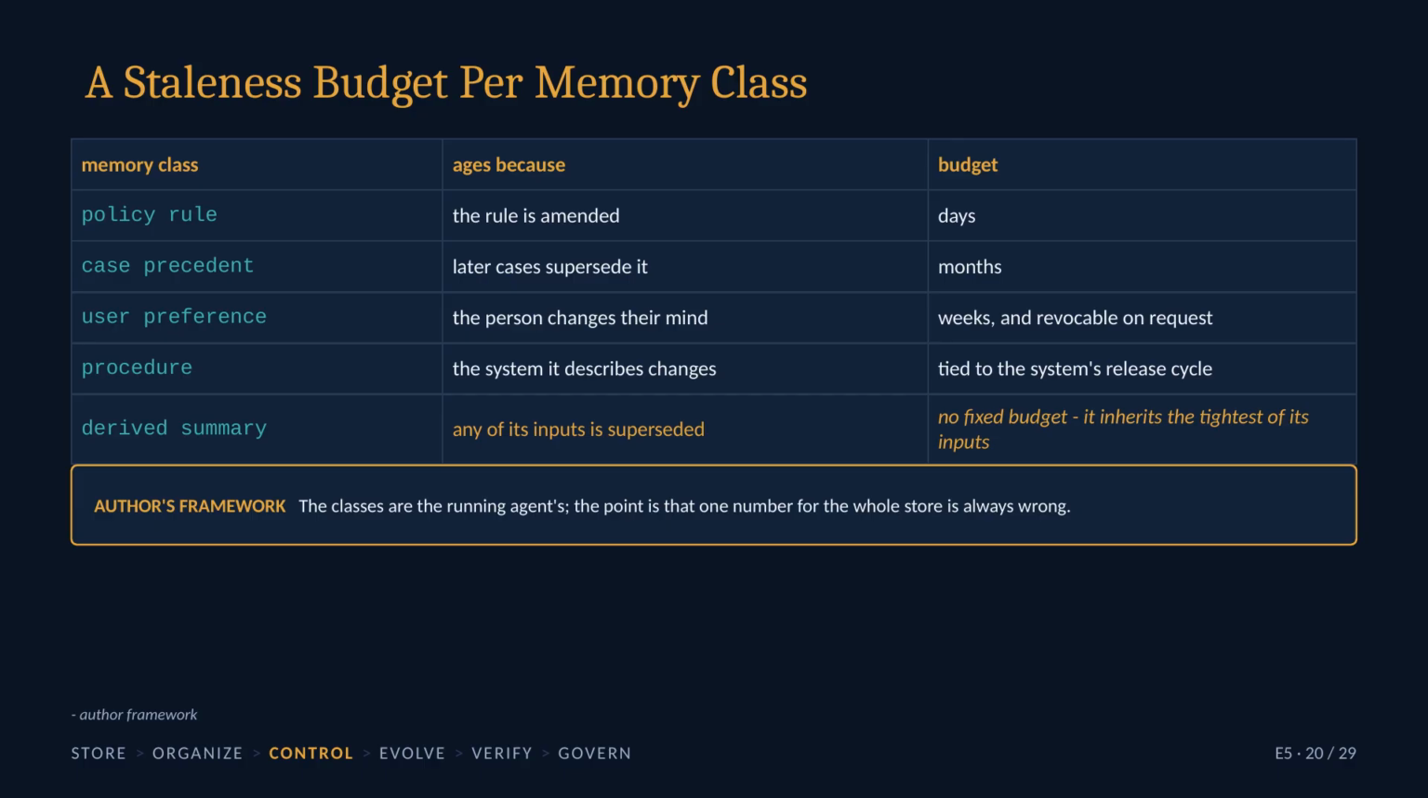Now make it measurable, and the first move is to stop treating the store as one thing. A policy rule ages because the rule is amended, and its budget is days. A case precedent ages because later cases supersede it, and its budget is months. A user preference ages because the person changed their mind, and it has to be revocable on request regardless of budget. A procedure is tied to the release cycle of whatever it describes. And a derived summary has no fixed budget at all, it inherits the tightest budget among its inputs, which is a rule rather than a duration. One number for the whole store is always wrong.